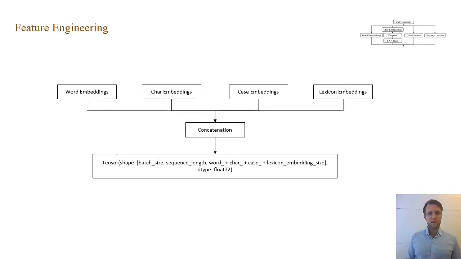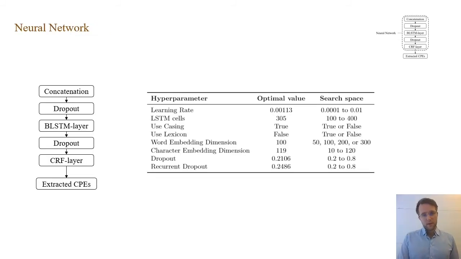In the end, we concatenate all these 4 features into one single tensor, which is then fed into the neural network. And for the neural network, which is a quite standard BLSTM neural network, we do hyperparameter optimization, and we trained 16 models in parallel. In total, each training iteration sequence, we trained about 140 to 200 models to find the optimal tuning of the hyperparameters. The interesting thing here is that the results ended up being that we should not use the lexicon and we should use the casing.